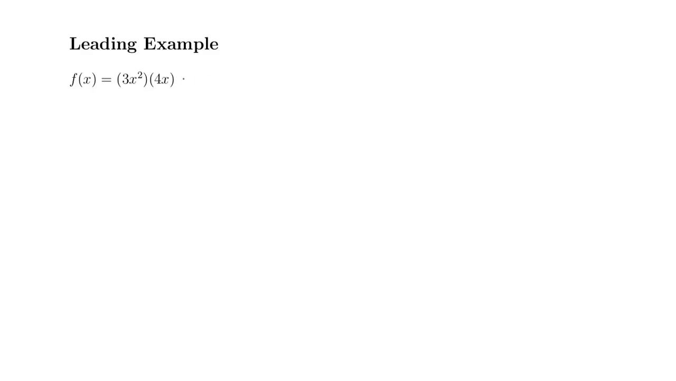So here's our leading example. The nice thing about this example is that we can just multiply this. 3 times 4 is 12. x squared times x is x cubed. This is really 12x cubed. So in the back of our heads, we should just know that the derivative of this function is really 3 times 12, and then we'll lower our exponent by 1: 36x squared.